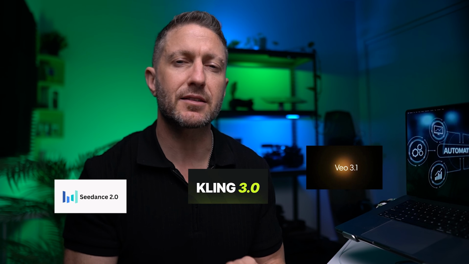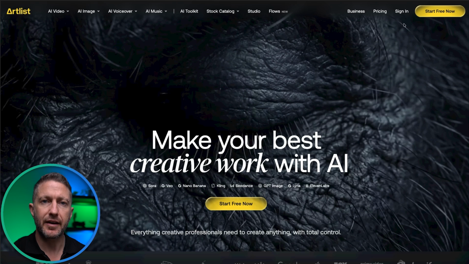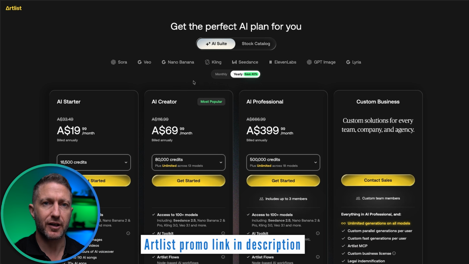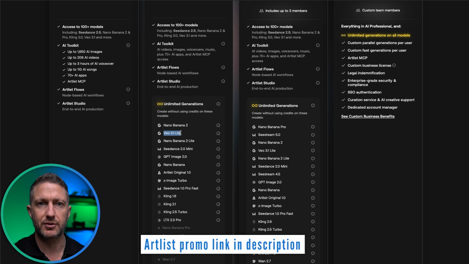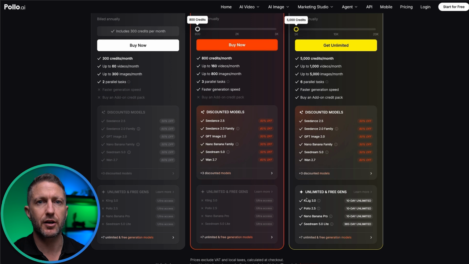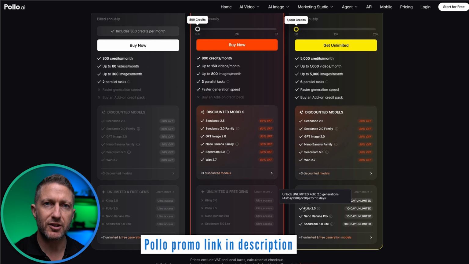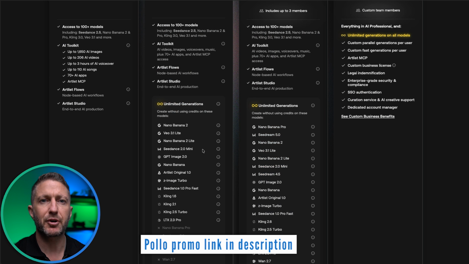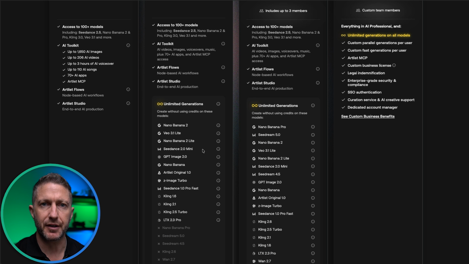Drop down one level to models like Seedance 2, Veo 3.1, Kling 3 or Runway, and suddenly your money can go a lot further. And a handful of aggregate platforms actually offer unlimited generation on some of those models. For that approach, my picks would be Artlist AI and Pollo AI. You might not always be using the absolute newest model, but you'll get a lot more generations for your money. And for most creators, I think that's ultimately the better deal.